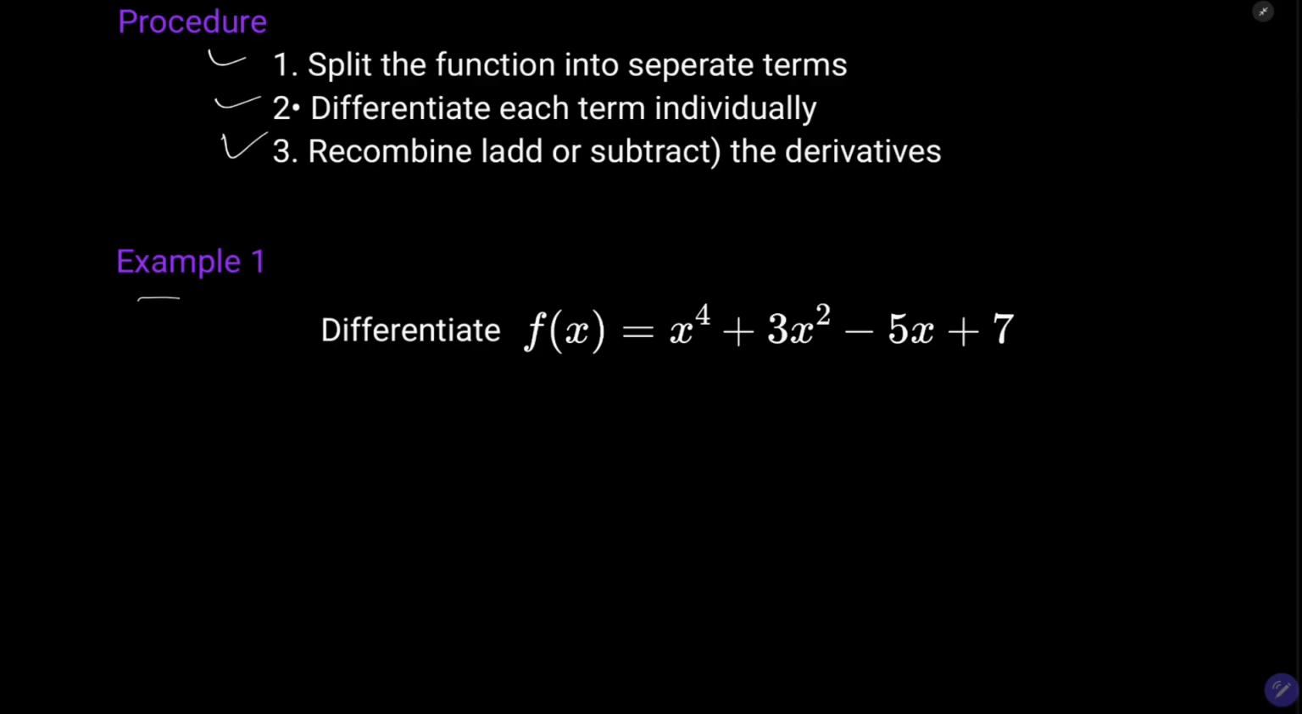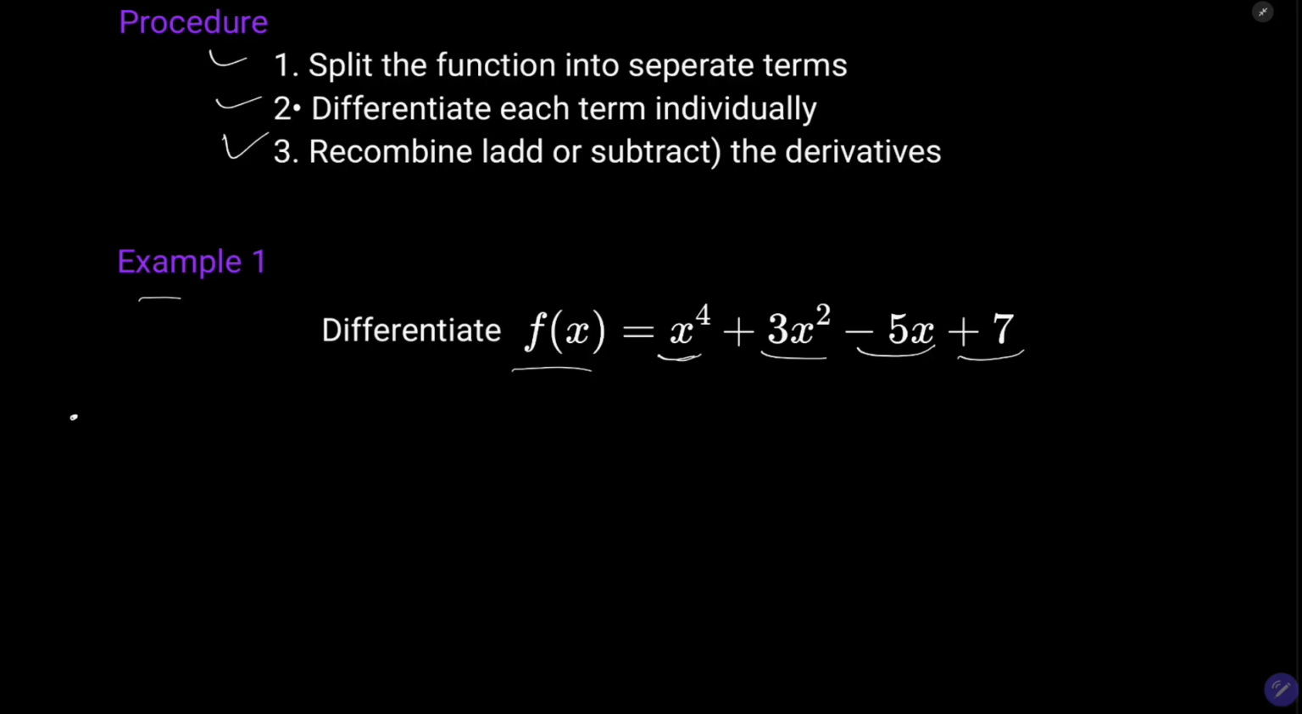So we'll take our first step, step 1. What does step 1 say? Step 1 tells us to split the function into separate terms. So when we see this function f of x, we identify four different terms: our first term is x to the 4, our second term is 3x squared, our third term is negative 5x, and our fourth term is 7. So after splitting it, we have already identified our four different terms.